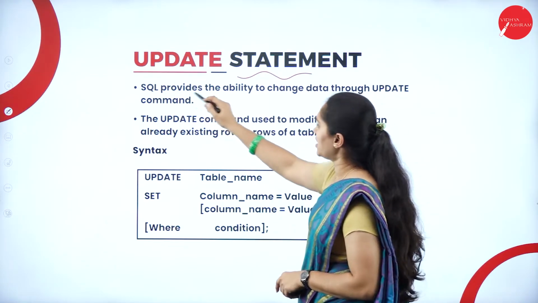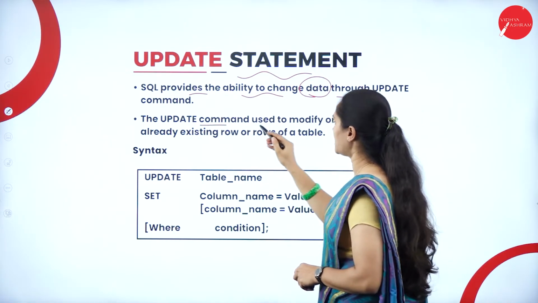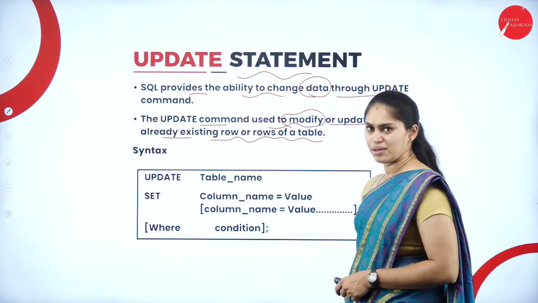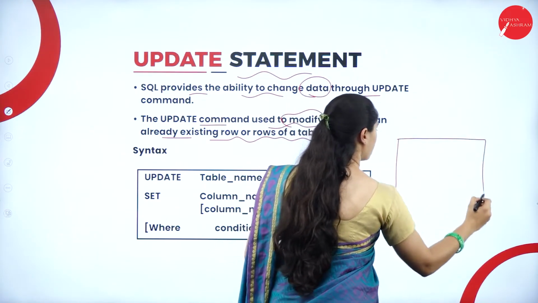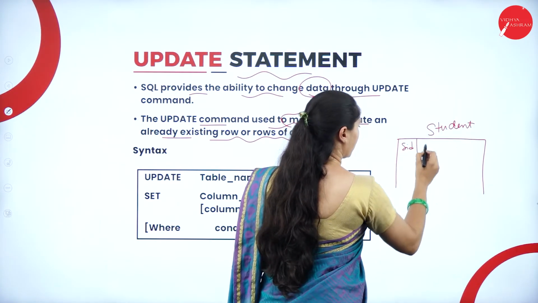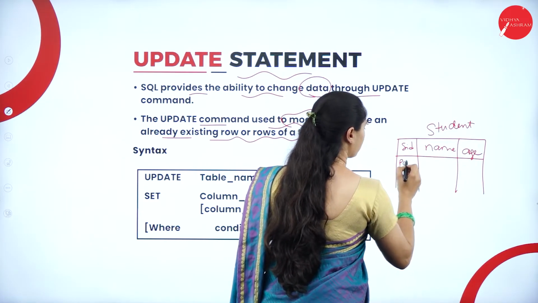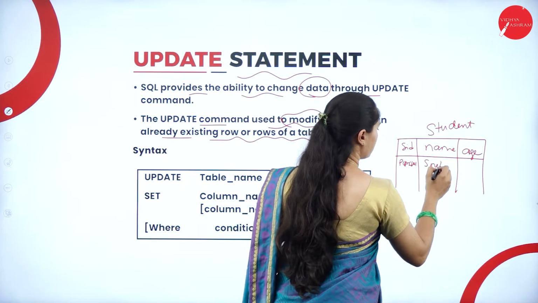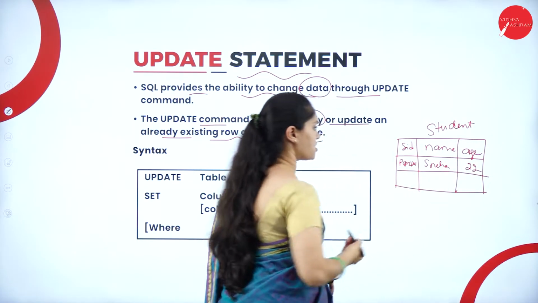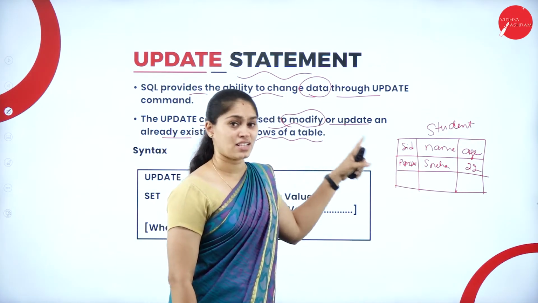SQL provides the ability to change the data through the update statement or command, and this update command is used to modify an already existing row or rows of a table. For example, consider the student table itself, which comprises student ID, name as well as age. PCMC 101, name is Neha and age is 22. Here I have made a mistake. Instead of taking the age as 22, I wanted to make it 23. Then we have to use the update statement instead of alter.